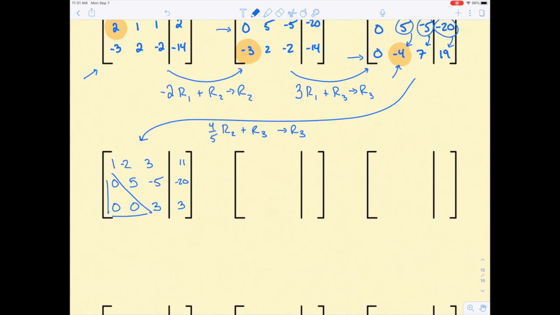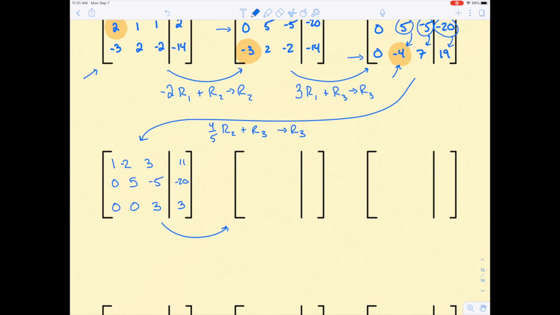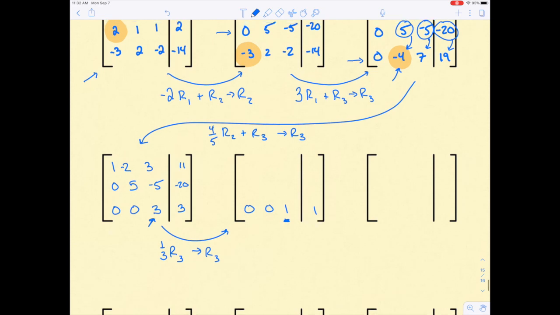Now we have this little triangle down here. You want to shoot for that because now the next step is just take your third row. Look at your third row. It's almost ready to be solved. Take your third row, multiply it by 1/3 because that's the reciprocal of 3, and put it in the third row again. 0, 0, 1, 1. And now we've just answered one of the three variables. We now know that z equals 1. So I'm going to rewrite the other stuff.